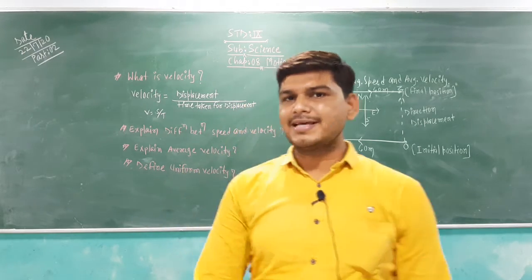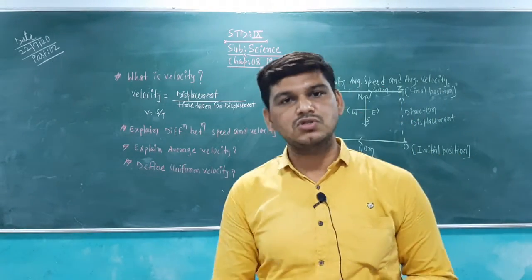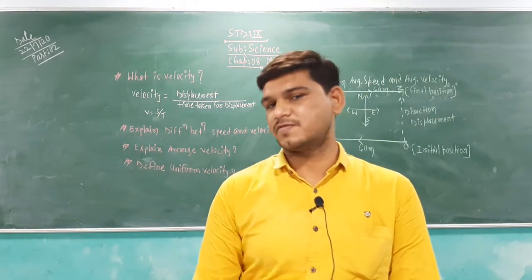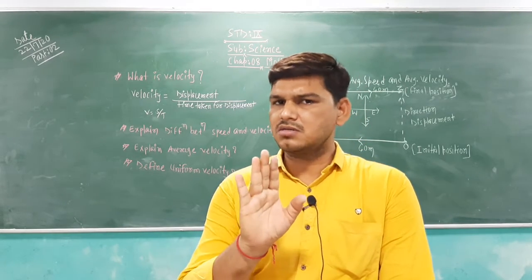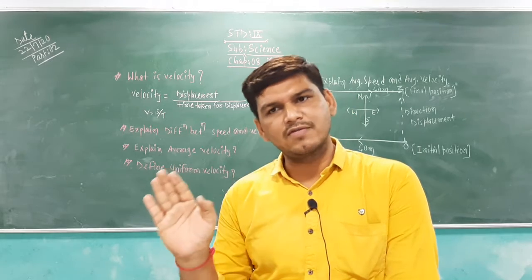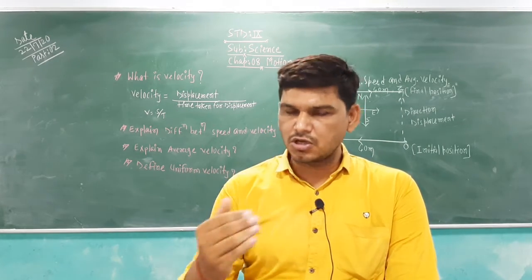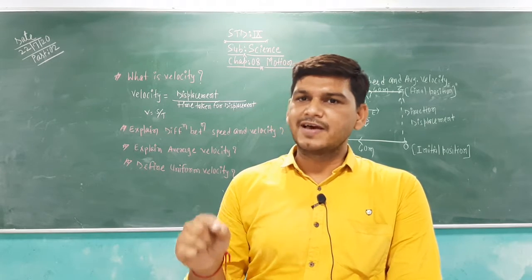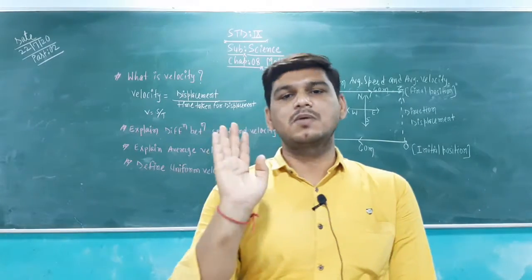Now the next topic: the difference between speed and velocity. If I want to know the difference between speed and velocity, how can we judge? Speed is a scalar quantity while velocity is a vector quantity. Speed only gives the information of how fast the object is moving, while velocity gives us the information of how fast the object is moving and in which direction the object is moving.